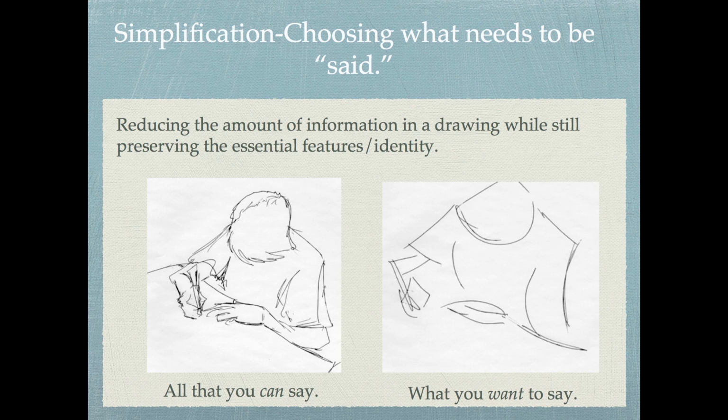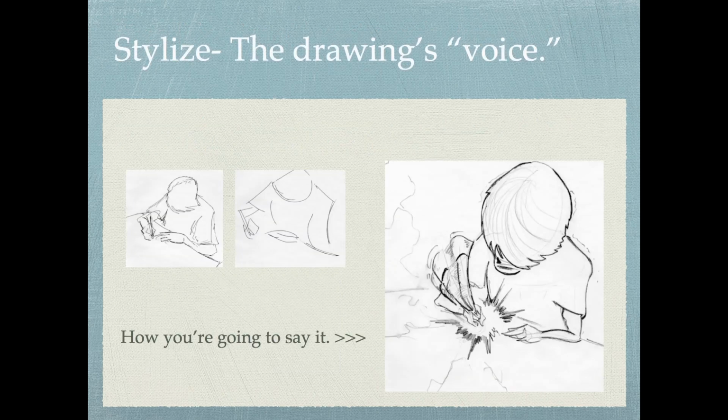So here's a picture of a student who is drawing, but we want to translate him into a different style and stretch our understanding of how things work. So he represents all that we can say, all right? And if we break it down to its basic angles and proportions and relationships, that's all that we want to say, all right? Now we've got to figure out how to say it. And so that's where we stylize.